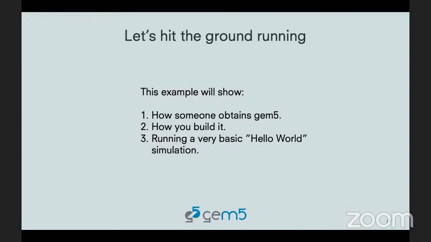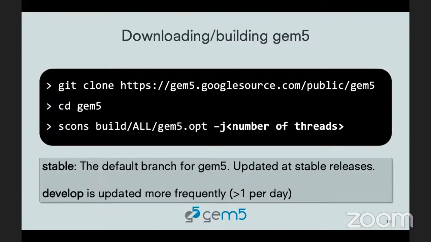This next slide doesn't really affect you very much because you're running on Codespaces, but I think it's important to include it anyway. The typical flow for getting gem5 is you git clone the repo, you go into the repo, and then you run a build command. We use a build system called scons, which appears to be very uncommon for people to use these days, but it's a build system. You build it, and then it will create your gem5 binary, which you then use to run simulations.